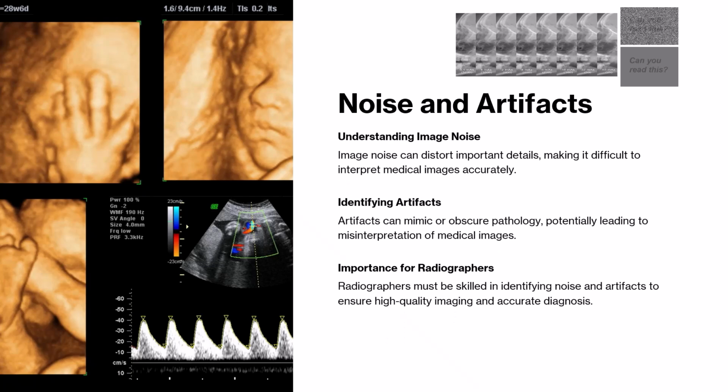Noise refers to the amount of data that we have captured to create an image. If we have enough data, we get clarity. If we have too little data, we end up with not enough data to create the image. As we can see in the top image above, it says, "Can you read this?" This is the exact same as the one above, which I cannot read. Anyway, image noise can obscure details while artifacts can mimic or obscure pathology. Radiographers must learn to identify these issues to ensure high-quality imaging and accurate interpretation.